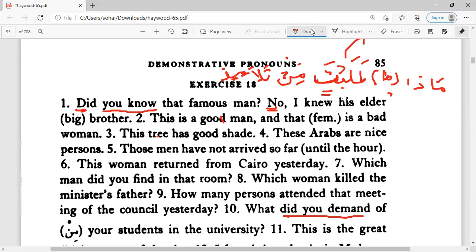Like this. So this is talamiz. How do you say your students? This is your students. Talamizuka. We say talamizuka, right? But it's genitive, so it becomes talamizika. Your students. What did you demand from your students?